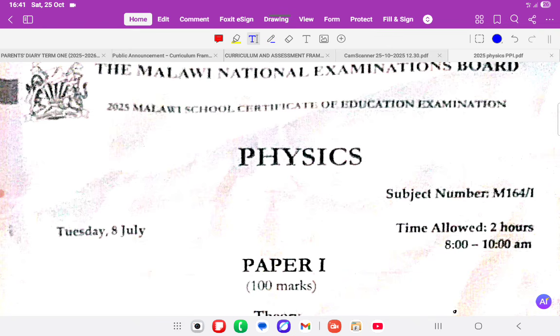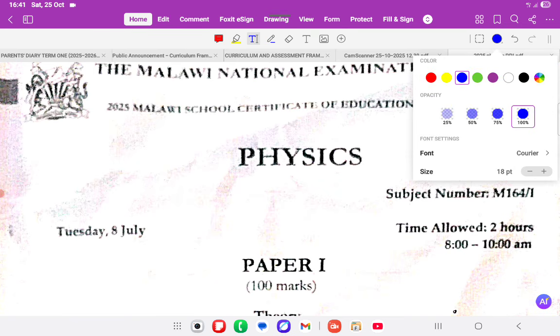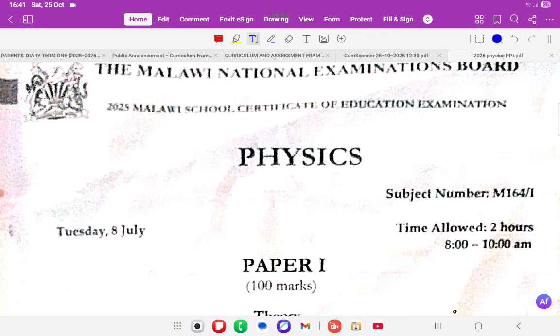Alright, so today we are going to be looking at solved papers, and in particular we are going to go through the 2025 MSCE physics paper. This is paper 1.